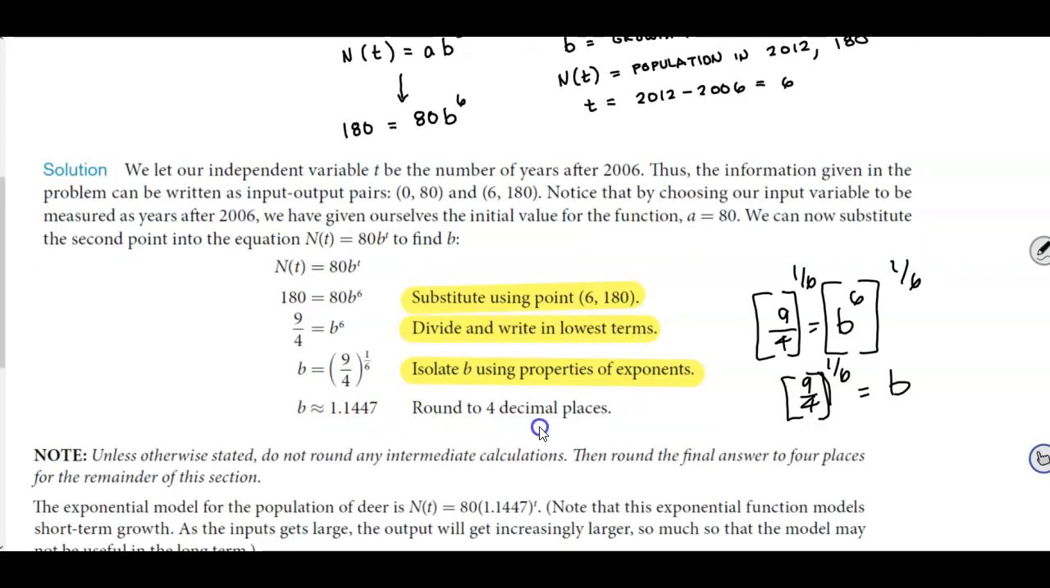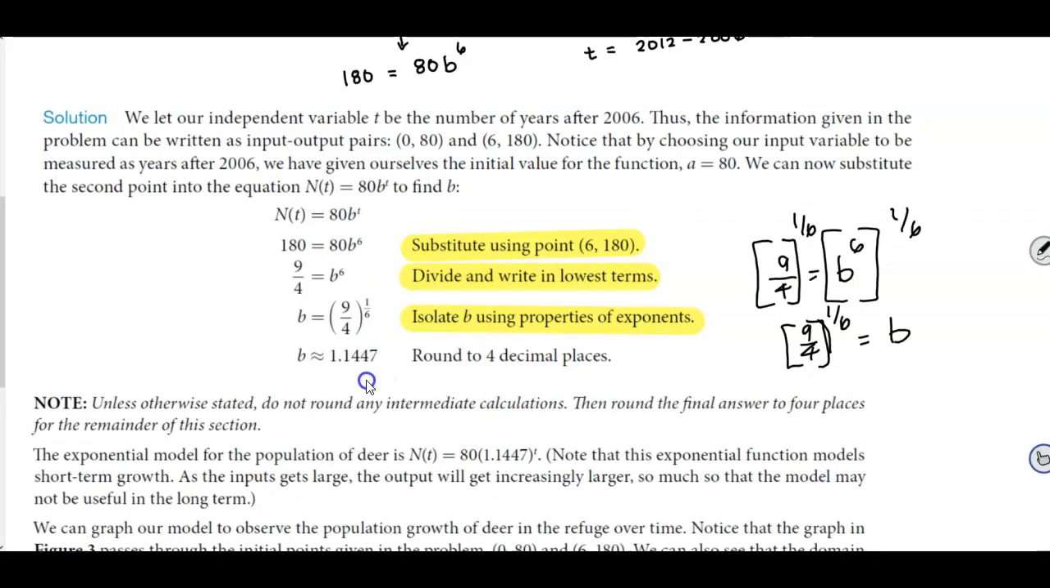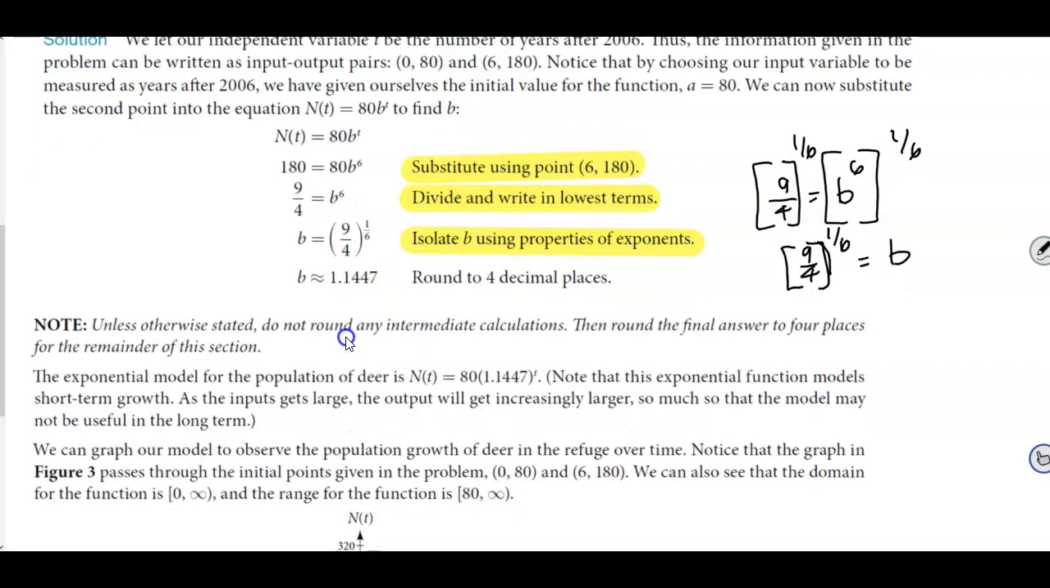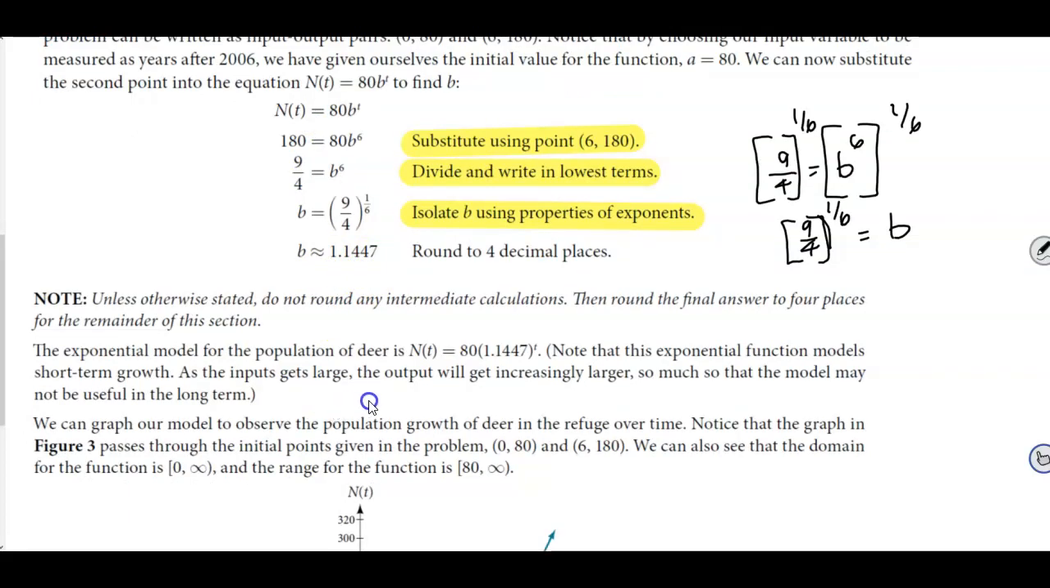1.1447 rounded to 4 decimal places. So the growth rate is 1.14, or approximately 114%. Now, unless otherwise stated, do not round any intermediate calculations. Then round the final answer to 4 places for the remainder of the section. So you're not going to round any time until you get to the very end of the problem, is what they're saying. Now, the exponential model for the population of deer is n of t, which is equal to 80, which is the initial population, times the growth rate, 1.1447 to the t power.